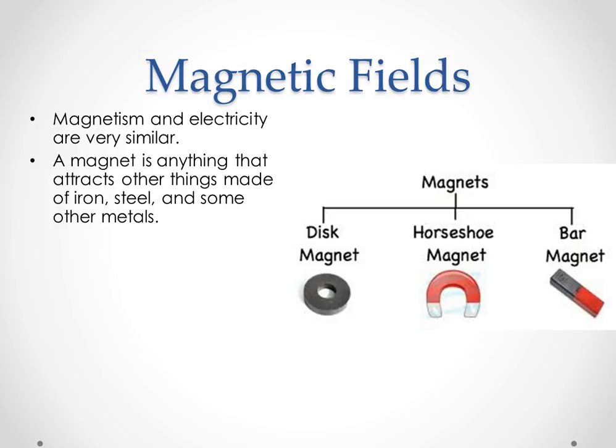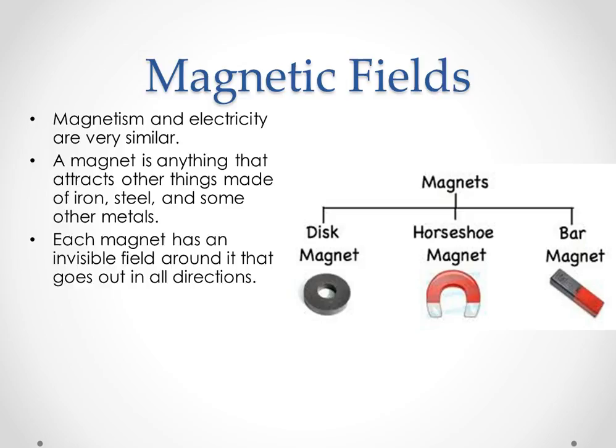Here the tree map shows the three main types of magnets. There's a disc magnet, a horseshoe magnet, and a bar magnet. Of course, you might see magnets on a refrigerator. They might not look like this, but these are the three main types of magnets that scientists use and experiment with.